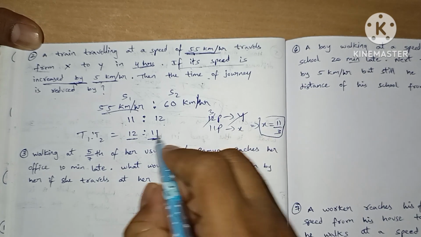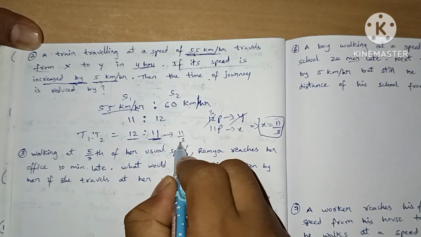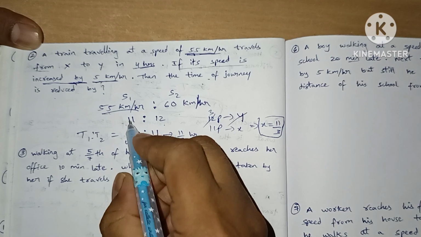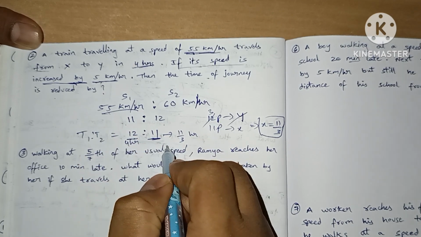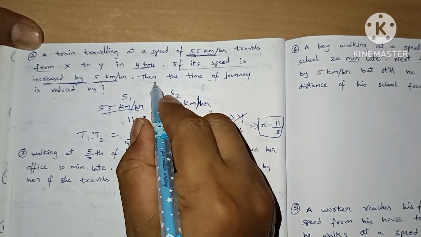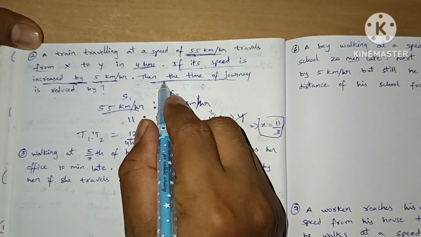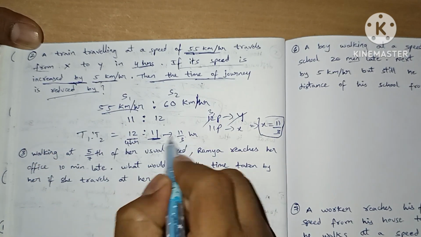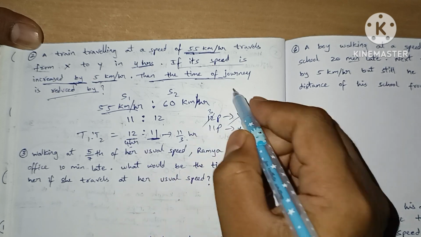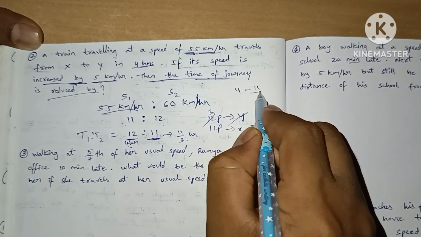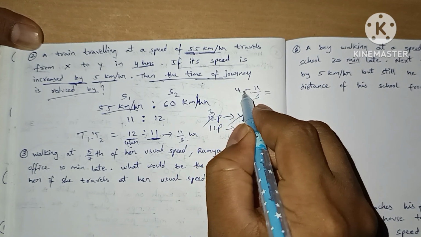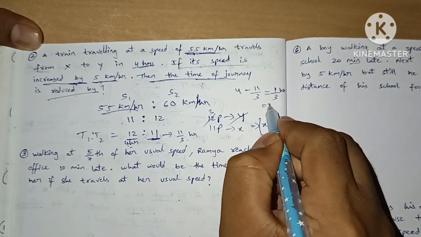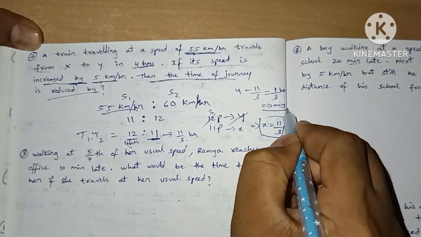So it takes 11 by 3 hours. Here, 4 hours. So what we need to find is the time the journey is reduced by, so the time difference between these two. So 4 minus 11 by 3 equals 1/3 hour reduced. 1/3 hour means 20 minutes is reduced.